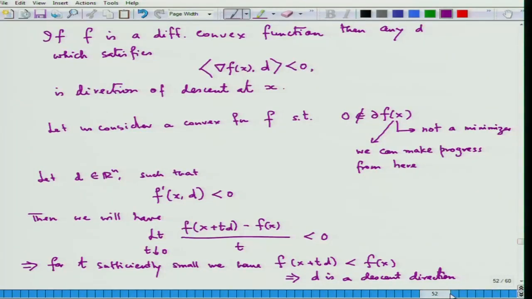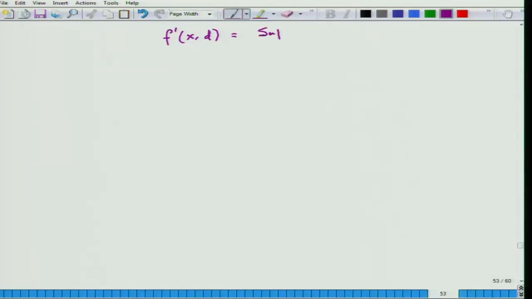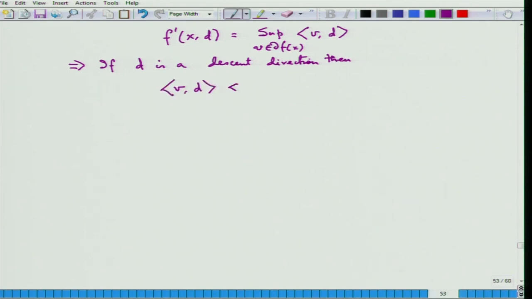So, if d is a descent direction, then because there is a relation between the subdifferential and the directional derivative, which says in fact it is a max, this would simply imply that if d is a descent direction, then v of d would also be strictly less than 0 for all v element of del f x. Of course, this is possible because of the compactness of del f x, which is a compact convex set. So, there would be a v in here such that v of d would be this, and this would be strictly less than 0, and hence the rest of them.